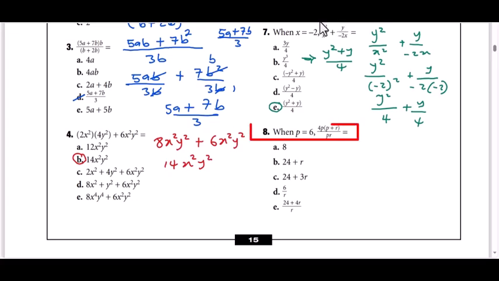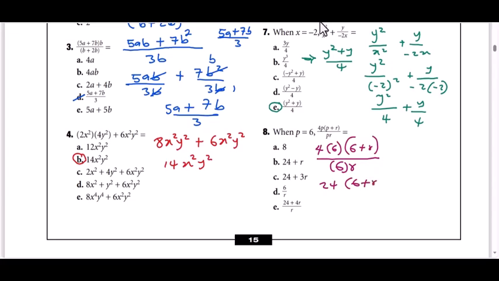And finally, we have P is equal to 6, or when P equal to 6, 4P brackets P plus R over 6R. So let's substitute directly. 4 brackets P is 6, then again P is 6 plus R all over P is 6R again. So 4 times 6 is 24, right? So we have 24 brackets 6 plus R, and then 6 times R, this is 6R.